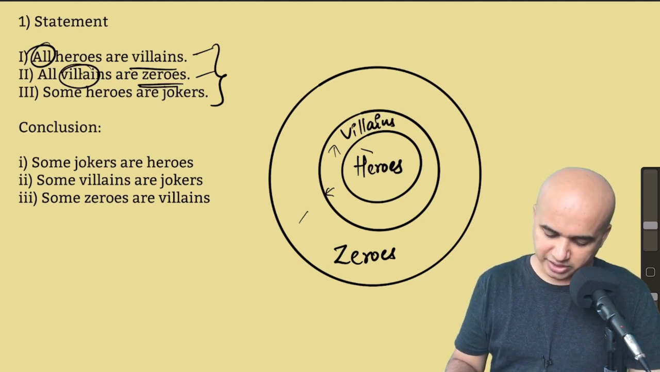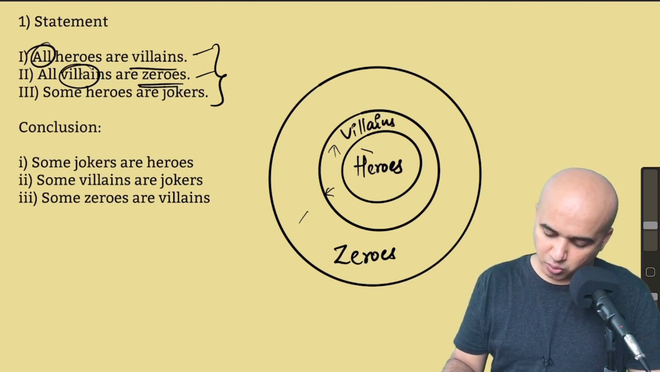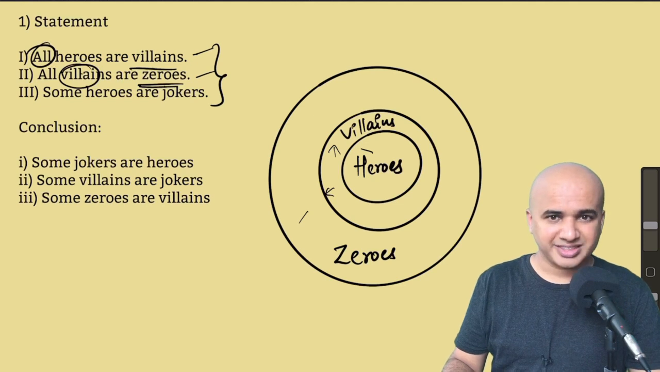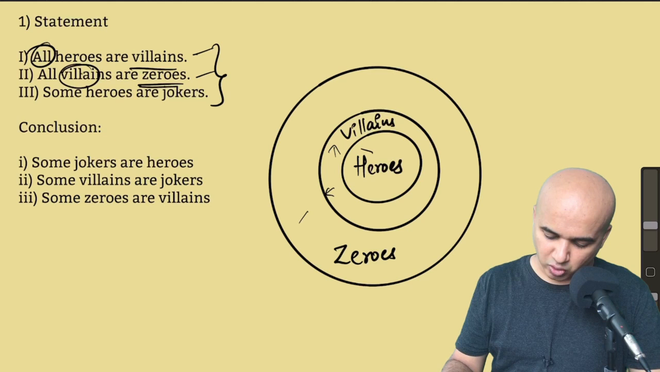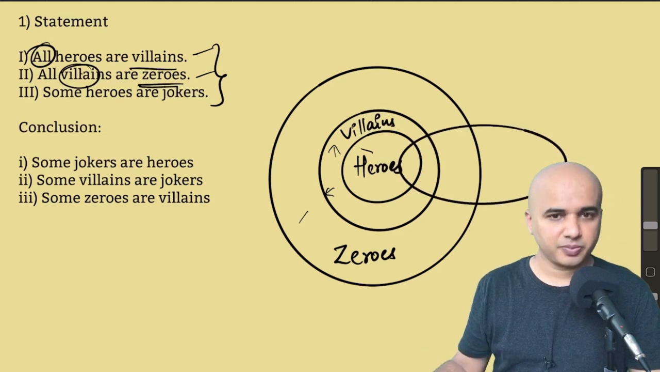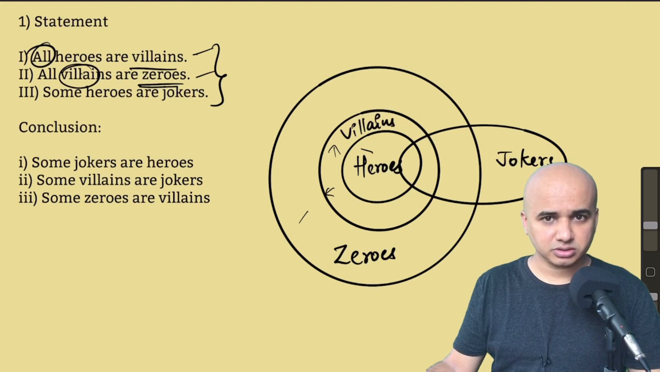Now where is the hero circle? It is the innermost circle. So now we'll have to write joker outside of this, but there should be something common between heroes and jokers. So what I will do is I will draw jokers here so that it is interacting or intersecting with heroes. So let this be jokers.